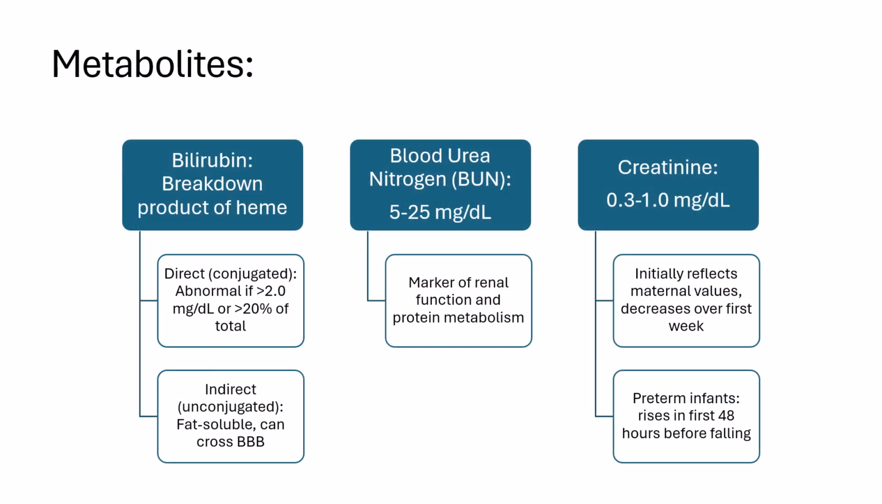Let's review key metabolites. Bilirubin is a breakdown product of heme. Direct or conjugated bilirubin is abnormal if it's greater than 2.0 milligrams per deciliter or more than 20% of the total. Indirect or unconjugated bilirubin is fat-soluble and can cross the blood-brain barrier, leading to kernicterus. Blood urea nitrogen normally ranges from 5 to 25 milligrams per deciliter and reflects both renal function and protein metabolism.